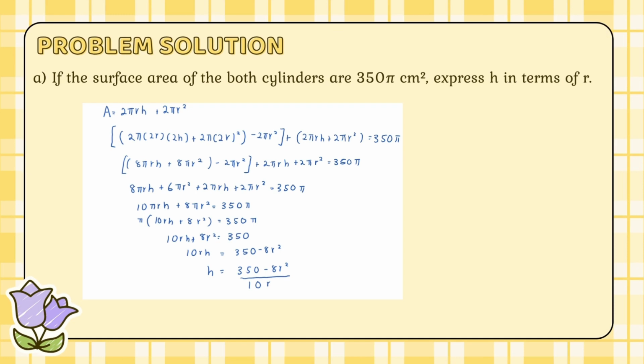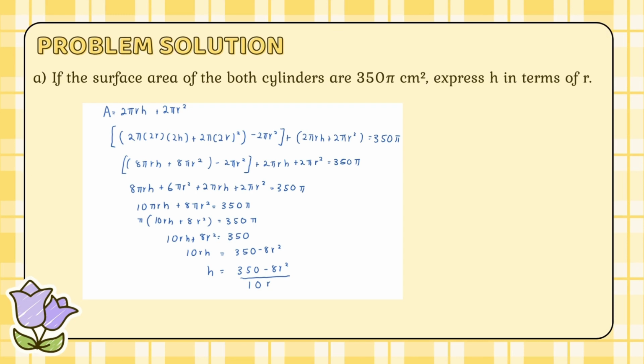The surface area of a cylinder is given by the formula 2 pi rh plus 2 pi r square. Therefore, the total surface area of the larger cylinder is 2 pi times 2r times 2h plus 2 pi times 2r square, and the total surface area of the smaller cylinder is 2 pi rh plus 2 pi r square. At the same time, for the larger cylinder, we need to minus 2 pi r square because the smaller cylinder covers a small part of the bigger cylinder.